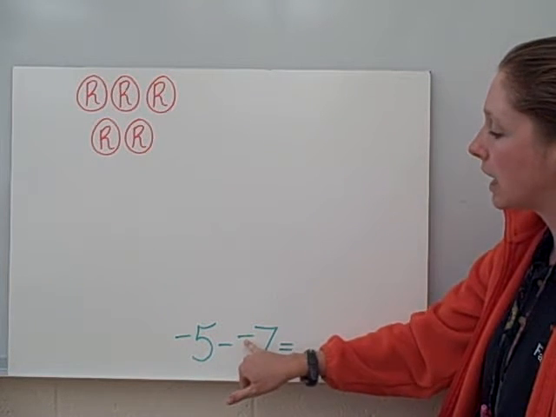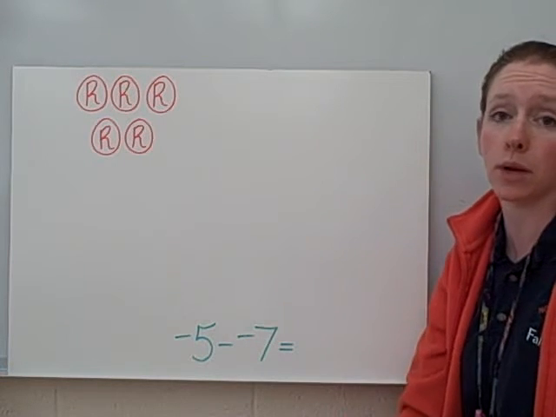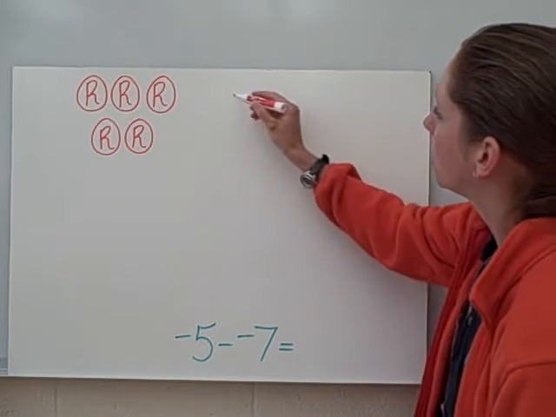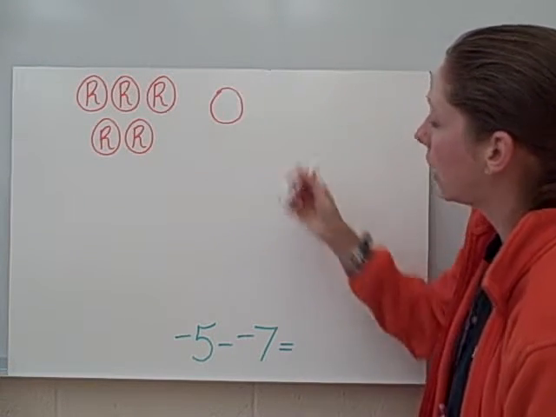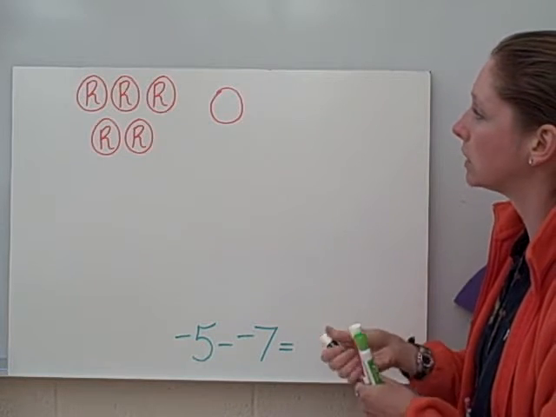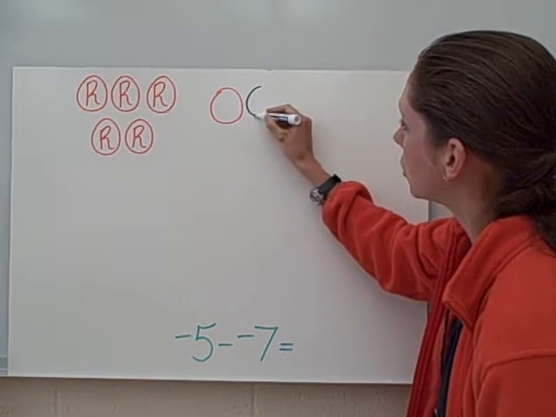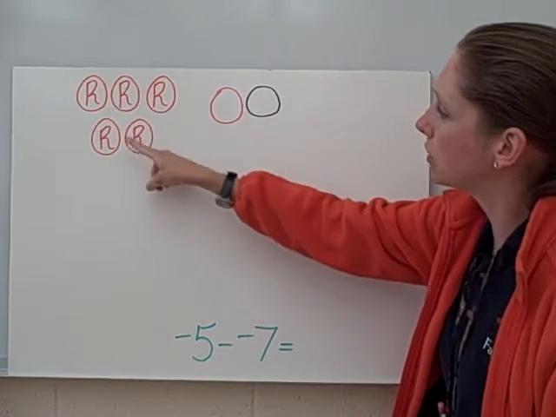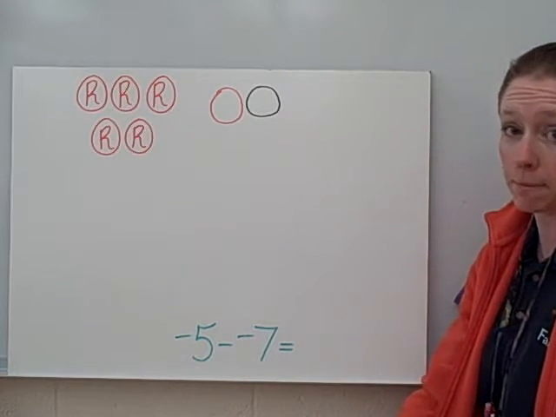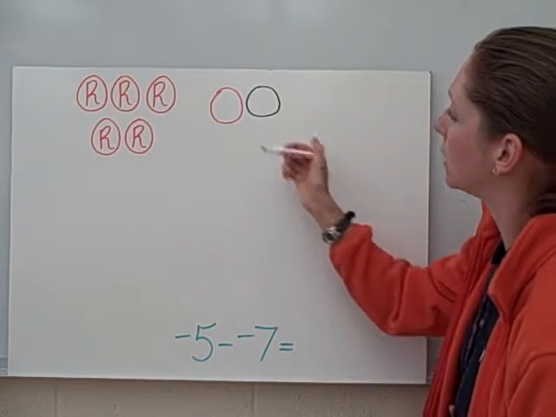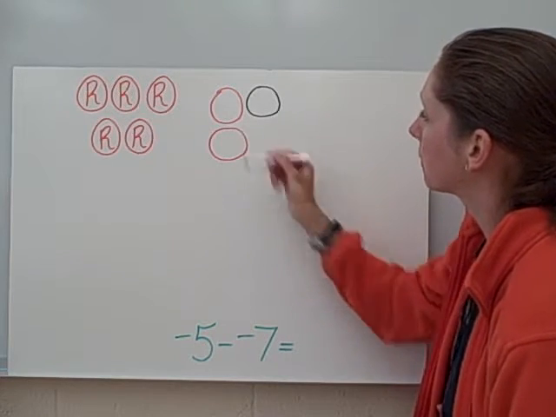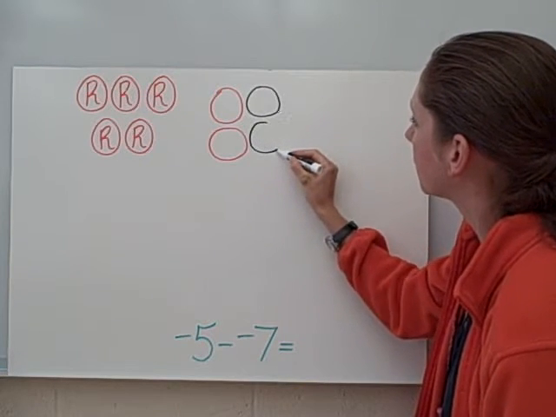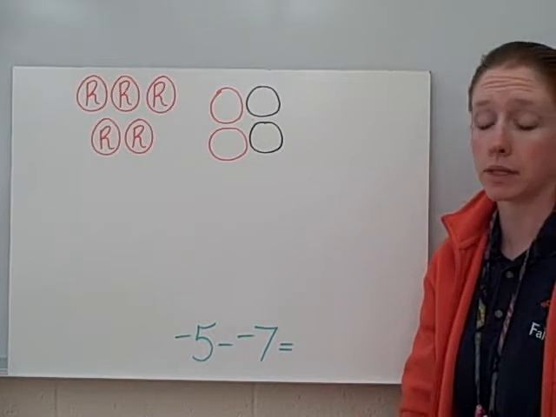To take away negative 7, well, I don't have 7 red chips to take away. So again, we're going to start off thinking about this with our 0 pairs. So I'm going to add a red chip and a black chip together. But they have to come together. The additive inverse tells me this doesn't change anything. Negative 1 plus positive 1 is 0. Now I've got 1, 2, 3, 4, 5, 6 red to take away, but I need to take away 7. So I've got to add another pair. Now I do have 7 to take away.